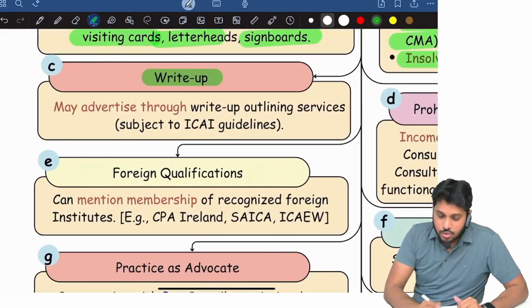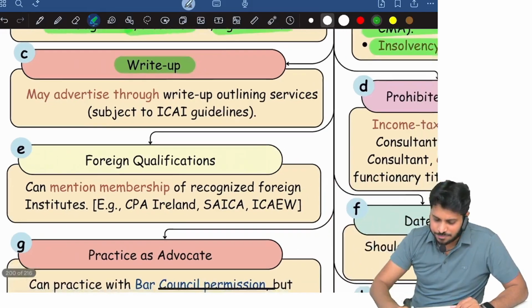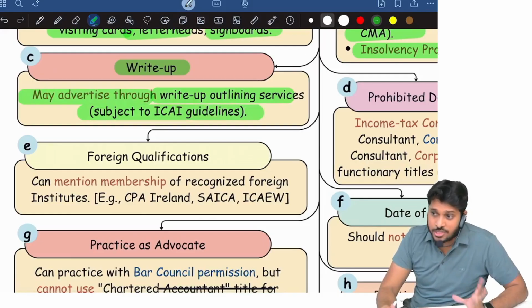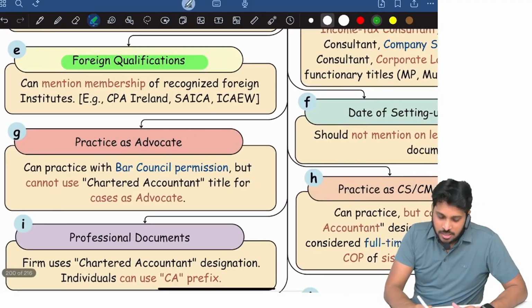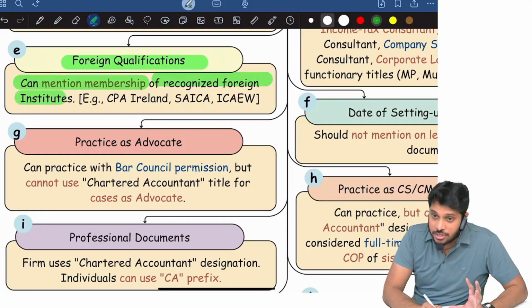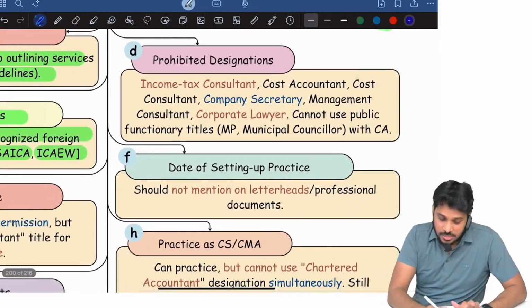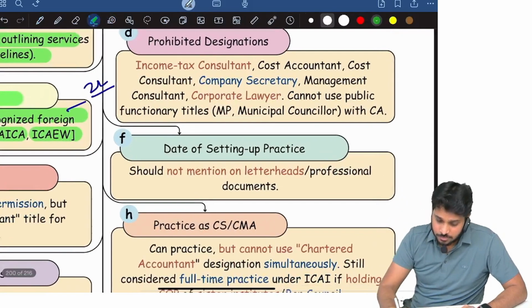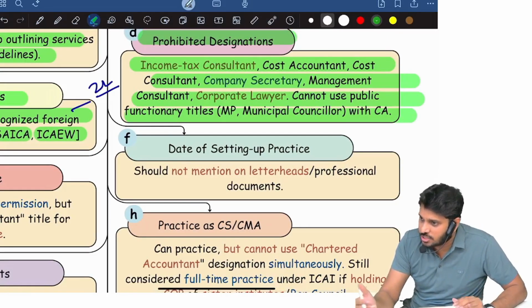Can a CA advertise through a write-up? In olden days write-ups used to be popular, now they are not. You may advertise through a write-up outlining services offered, subject to ICAI guidelines. Next. Foreign qualifications: you can mention membership of a recognized foreign institution like CPA Ireland, South African Institute, Institute of Chartered Accountants of England and Wales. These three you can mention. This was asked once in the 2022 or 2023 exams. You cannot use any of these designations. Simple. Designations concept we already saw.